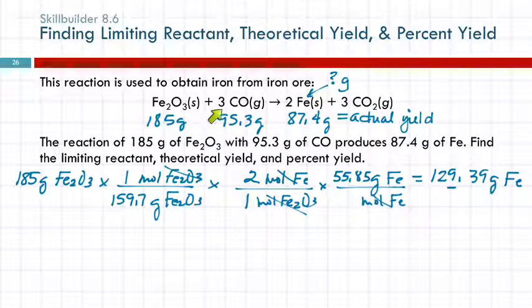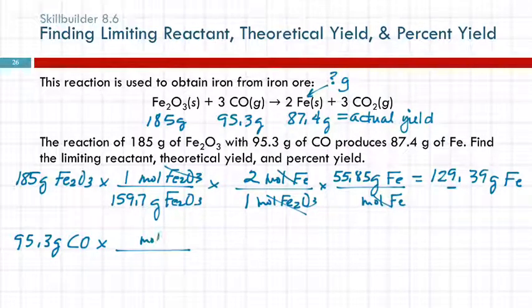I also need to do similar calculation with this. It's 95.3 grams of carbon monoxide. Don't get that confused with cobalt. To moles of carbon monoxide, to grams of iron. Grams to moles to grams. Moles of iron.